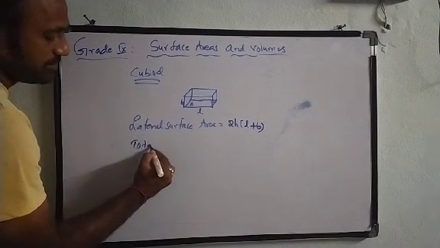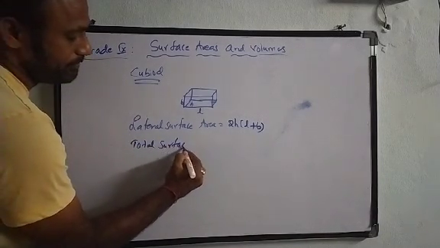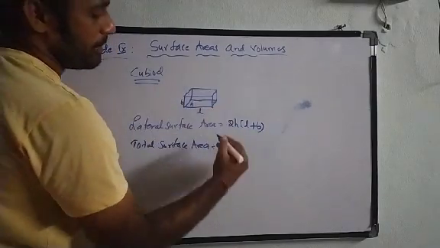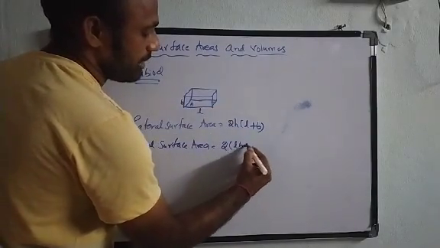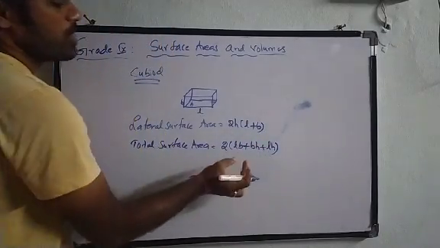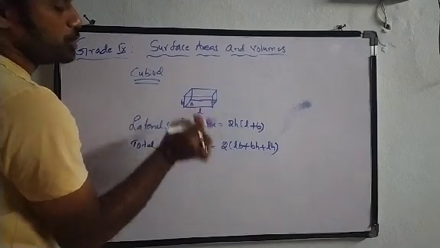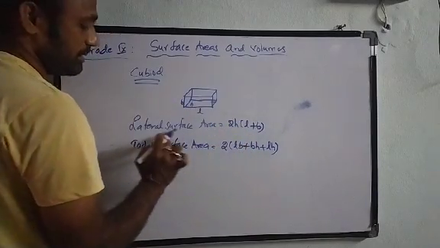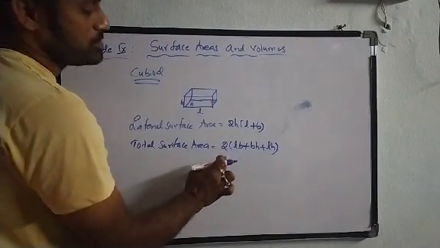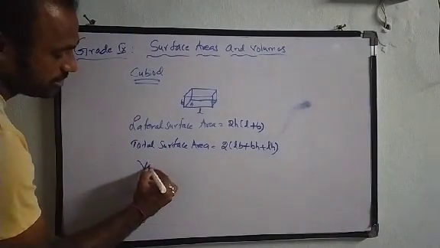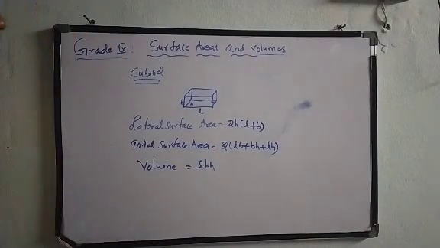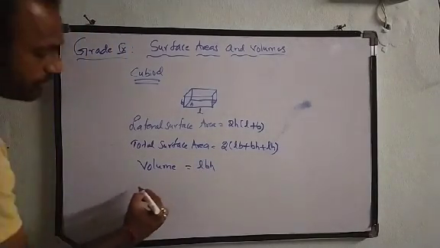Next we have total surface area, where we have to add the top and bottom, so it will become 2 times LB, plus BH and LH. All are areas of rectangles, length into breadth. So the lateral surface area formula is 2h(L + B), and the total surface area formula is 2(LB + BH + LH). Next, volume is equal to LBH, length into breadth into height. That is the volume of the cuboid formula.